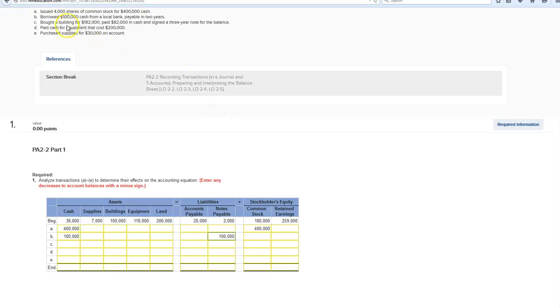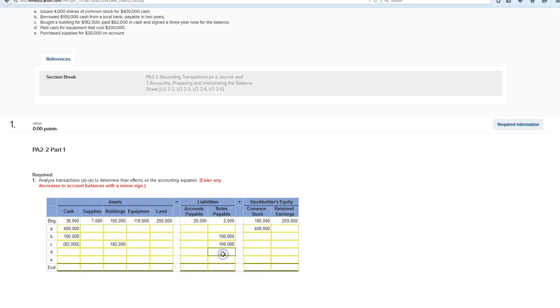In item C, we bought a building, an economic resource, an asset, for $182,000. That's what we're receiving. What did we give? Well, we had to pay cash, $82,000, and we signed a long-term note. If it's longer than a year, it's a long-term note. So we gave up two things. Our building is going to increase by $182,000. Our cash is going to go down because we paid out $82,000. Oops, I forgot to put a minus sign there. It says enter any decreases with a minus sign. And then our debt is going to increase.